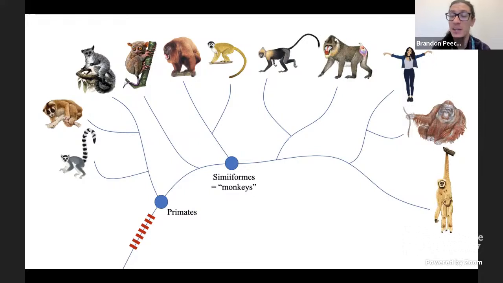So things like the gibbon and the orangutan and the human on the right. And so you can see some monkeys are more closely related to us than they are to the other monkeys. And so we can just say Simiiformes if we want to. I like saying monkeys. When I say monkeys, I'm usually meaning this big group of monophyletic organisms that includes us as derived versions of this clade.